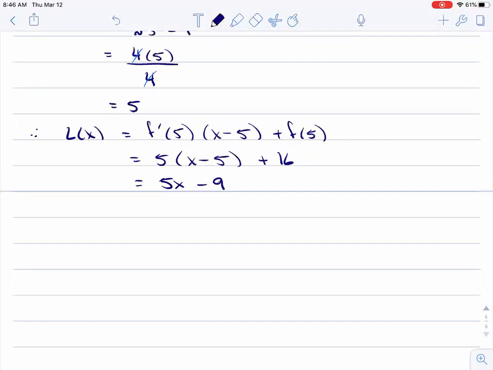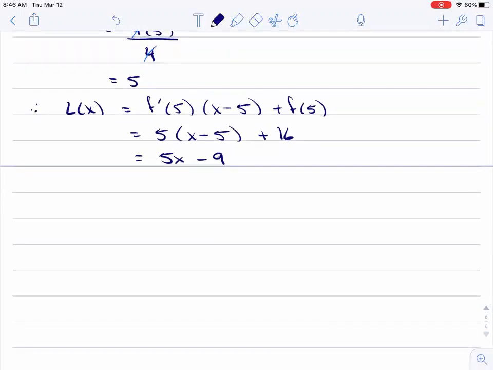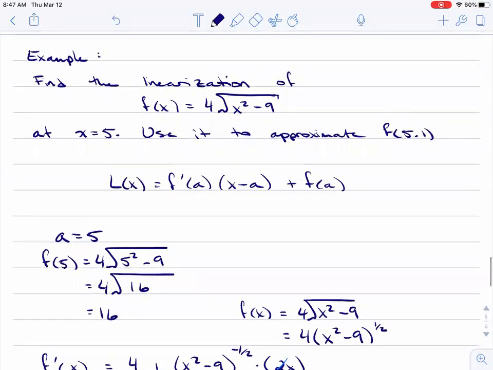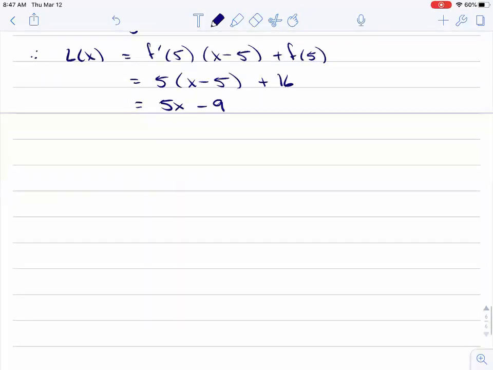So on the final, that would be your part A, where you're just finding the linear approximation at x equals a, or x equals 5 in this case. So now we can use this to approximate f of 5.1. So now we're going to use this to approximate f of 5.1.